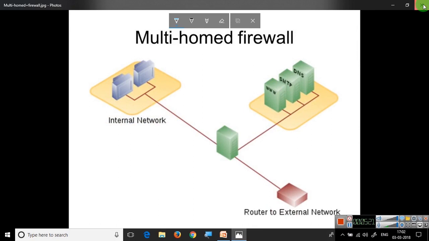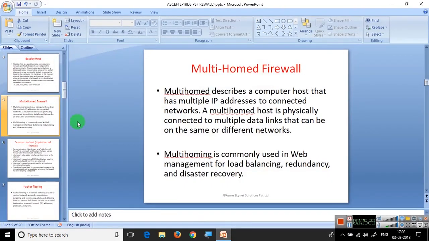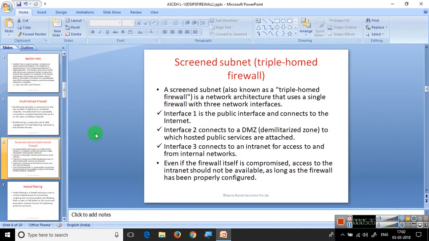The next and final topic of this tutorial is the screened subnet. In short, it's also called a triple homed firewall. A screened subnet, also known as a triple homed firewall, is a network architecture that uses a single firewall and three different interfaces. The first interface is connected to the internet, the second interface is connected to the DMZ, and the third one is connected to the intranet. If any one of these gets compromised, the other two are still in a safe zone.